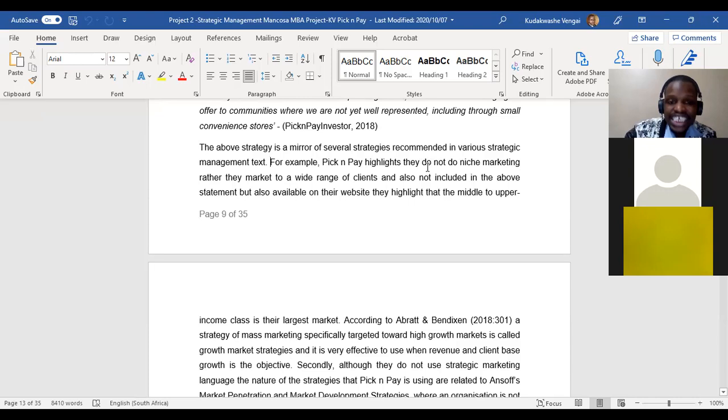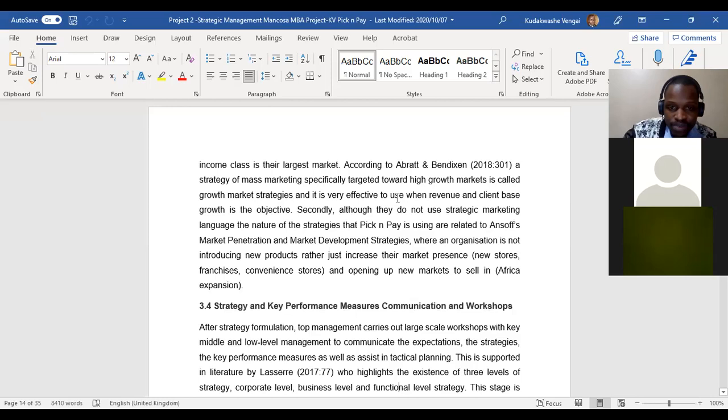they do not do niche marketing, rather they market to a wide range of clients. And also not included in the above statement, but also available on their website, they highlight that the middle to upper income class is their target market. And then I go on and talk about a lot of different things over here.